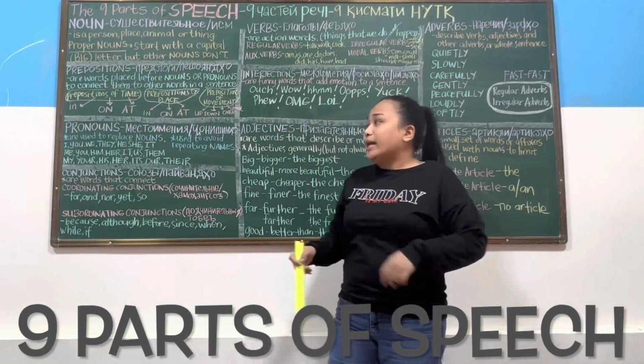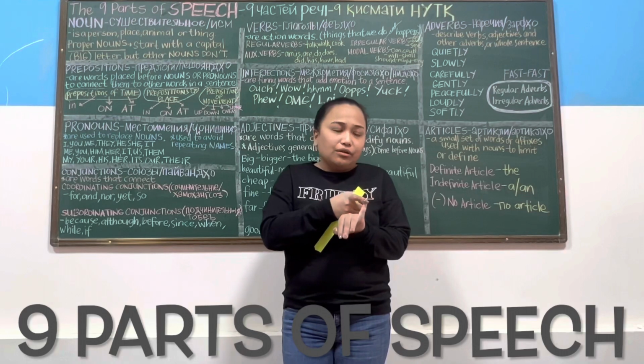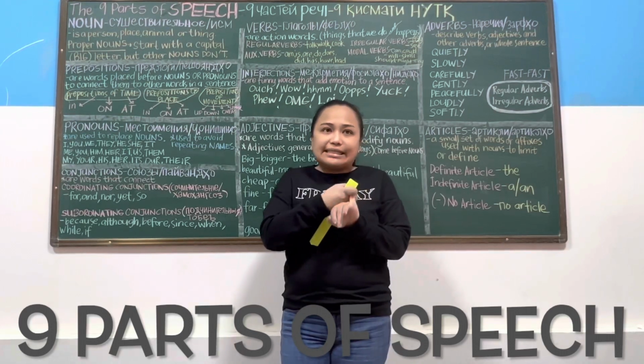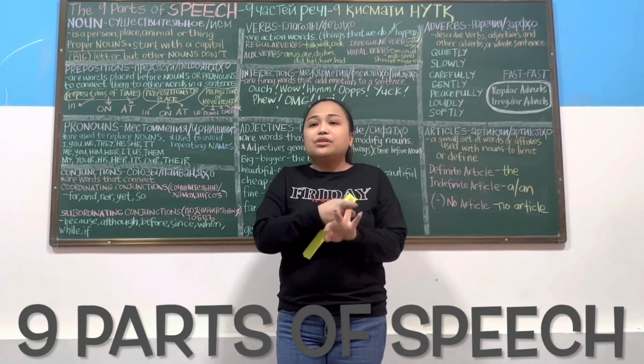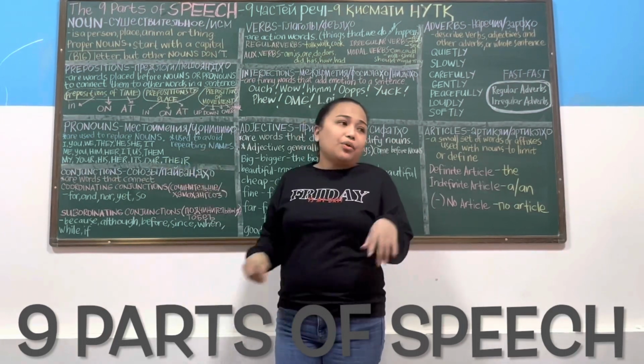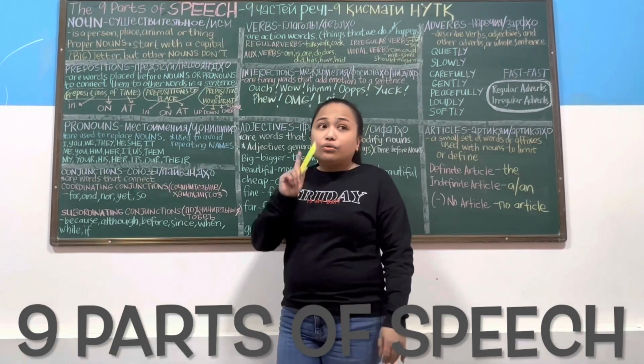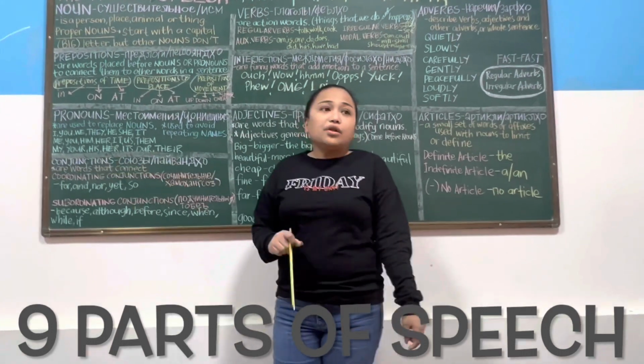You understand? So we know it. We have personal pronouns or subject pronouns. We have possessive adjectives, and we have object pronouns and others. This one we know already. Let's go to the next part, conjunctions.